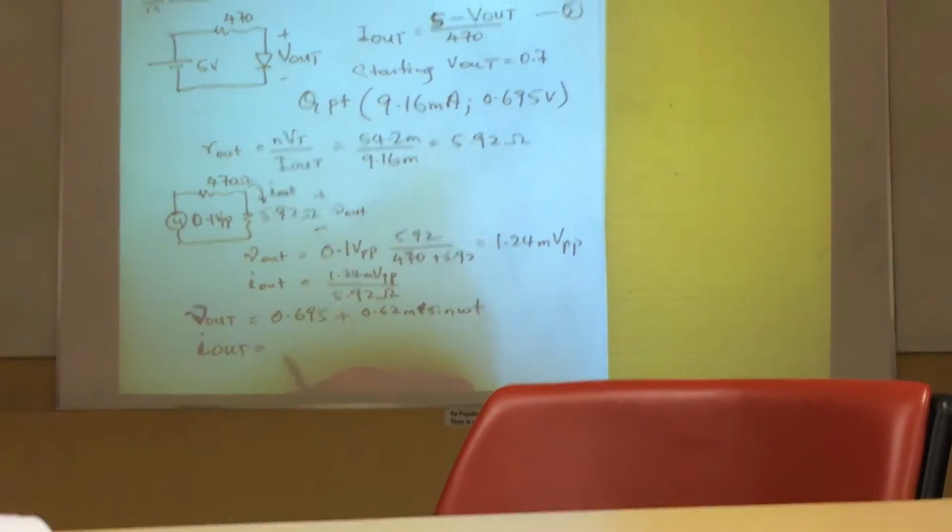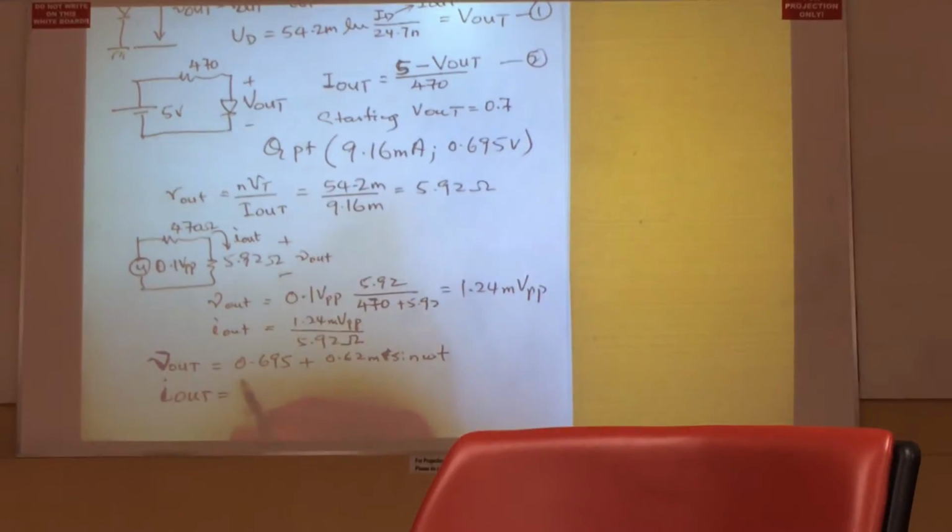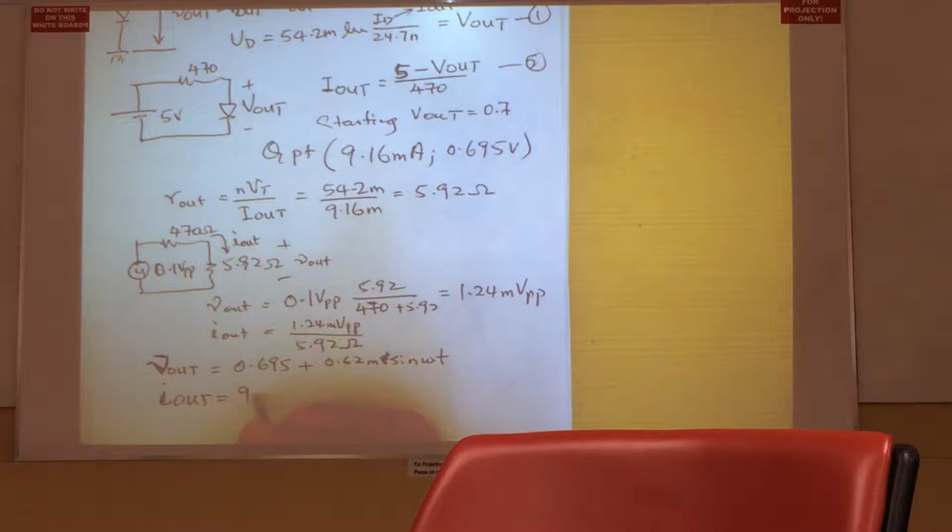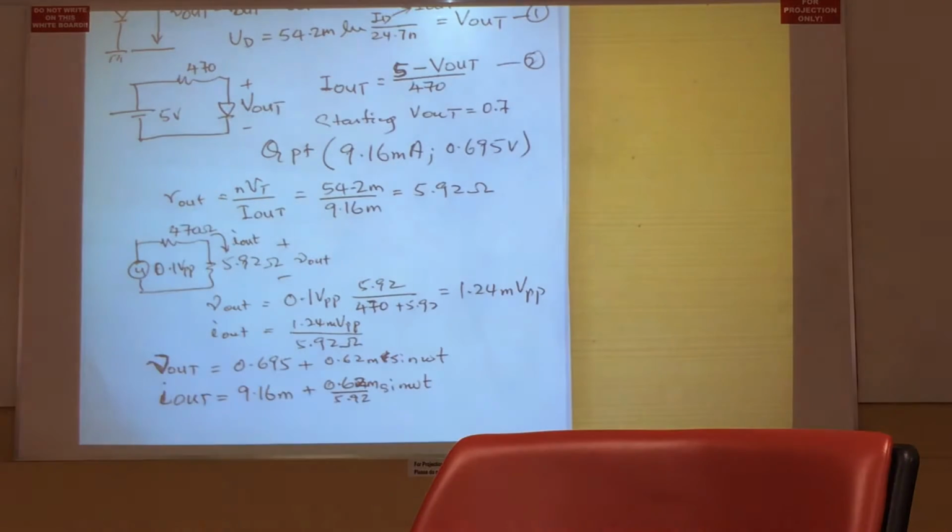Consists of your DC I out. DC I out is 9.16 milli plus 0.62 milli, sorry, 62 milli divided by 5.92 ohm and sine omega t. Okay, so you have your AC and DC term. All right.